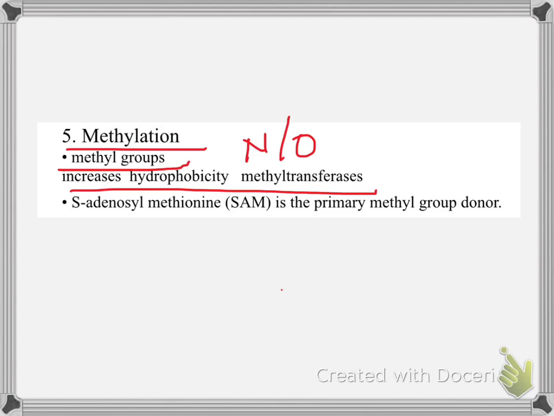Methylation is mediated by the enzyme methyl transferase and S-adenosyl methionine, the primary methyl group donor. So the methyl group donor is S-adenosyl methionine, and the enzyme which catalyzes the reaction is methyl transferase, adding a one carbon methyl group to the nitrogen or oxygen of the amino acid.